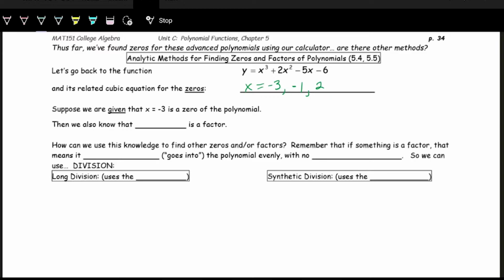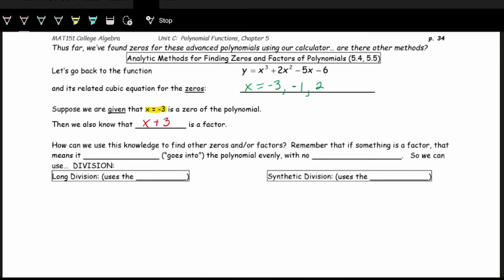And so remember that when we have x equals -3 as the zero, then that means that the factor associated to this is x plus 3. So it's just that opposite sign. And we can find these zeros using division, especially if we already have a zero in hand, because what it means to have a zero is that we have a factor, x plus 3 is a factor.